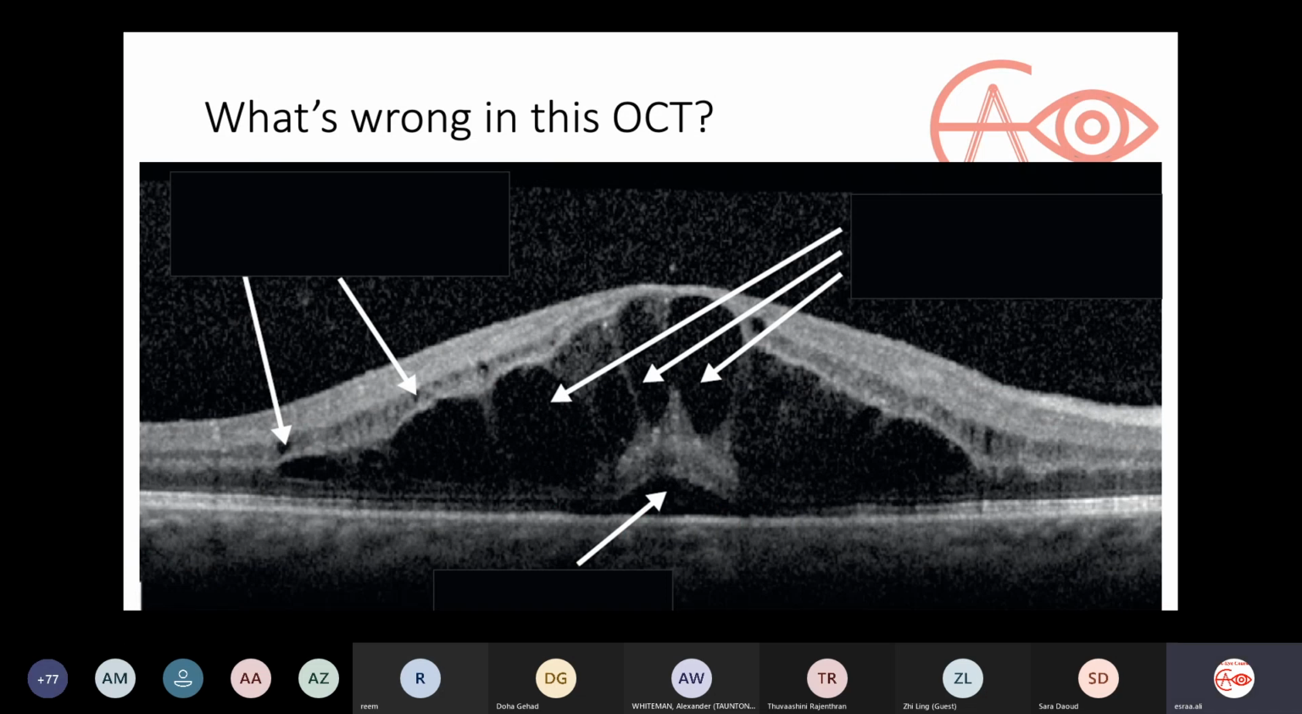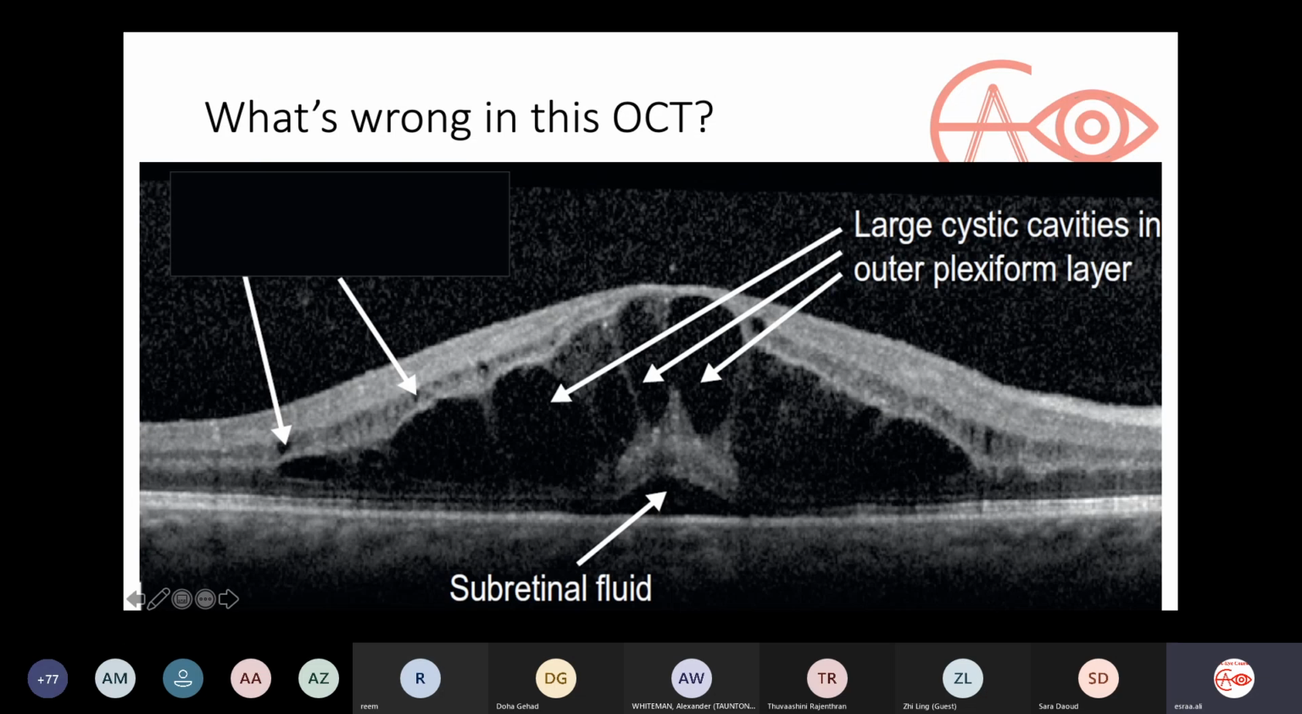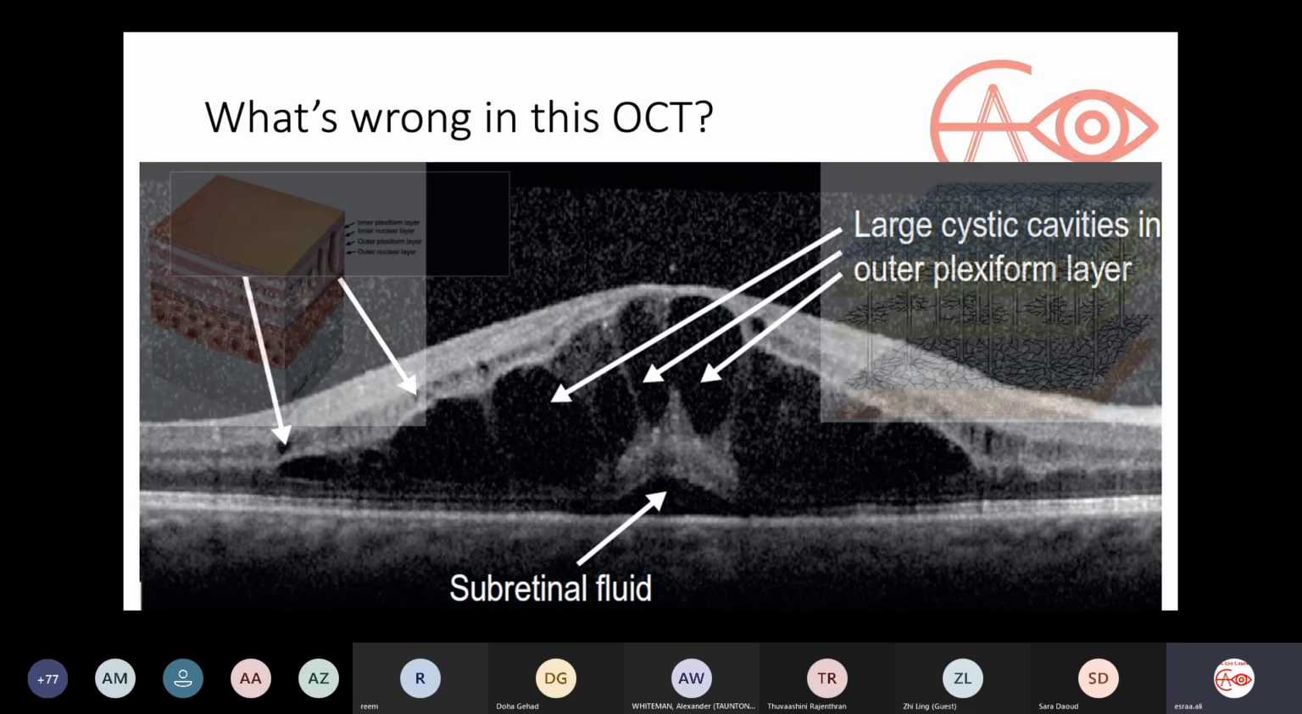This is the image you all like, and this is the image that comes in the exam. So again, walk with your RPE. The RPE is fine. And then when you walk with your photoreceptor layer, it's pulled up, and this is a clear space. So this is most probably a subretinal fluid. And we have the cavities over here, cystoid cavities. So these are large cystic cavities in the outer plexiform layer and subretinal fluid. They are mostly cystoid macular edema for many reasons. One of the most common causes is diabetes, or you can have it from central retinal vein occlusion.